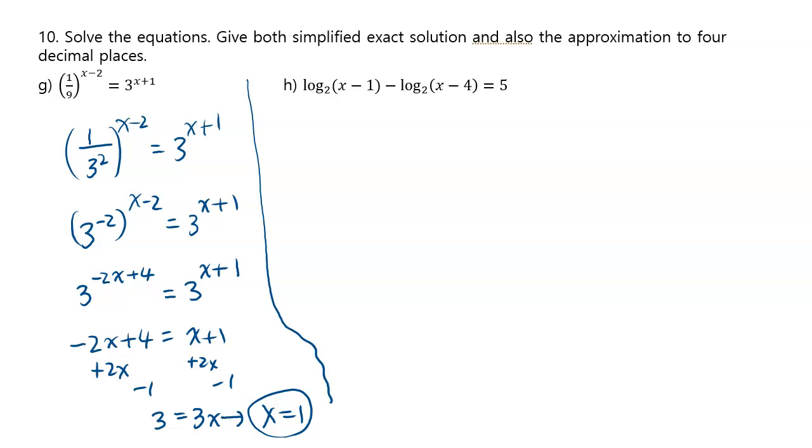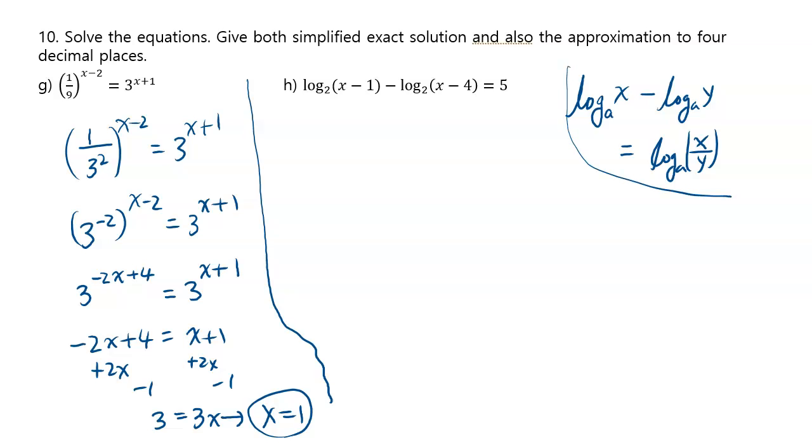Alright, now serious business. Minus between logs. What's the rule? Well, if you have log a of x and another log a of y, and you subtract, that becomes log a of x divided by y. So subtraction becomes division. So you have log base 2 of x minus 1 divided by x minus 4 equals 5.